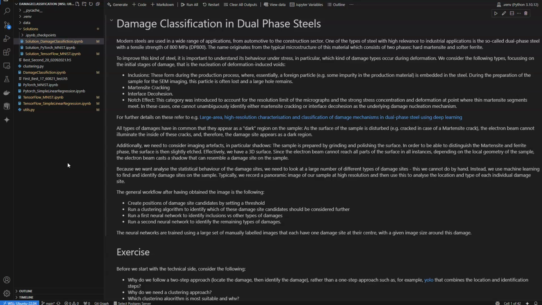And if we want to do this now ourselves, we have to realize that all types of damage have in common that they appear as a dark region in the sample. That is because the surface of the sample is disturbed. So, for example, we have cracks, or we have this interface decohesion, or even the inclusion. When we put the sample into the electron microscope, the electron beam cannot go into this crack, for example, and then get out and reach the detector, and this is why it remains dark.